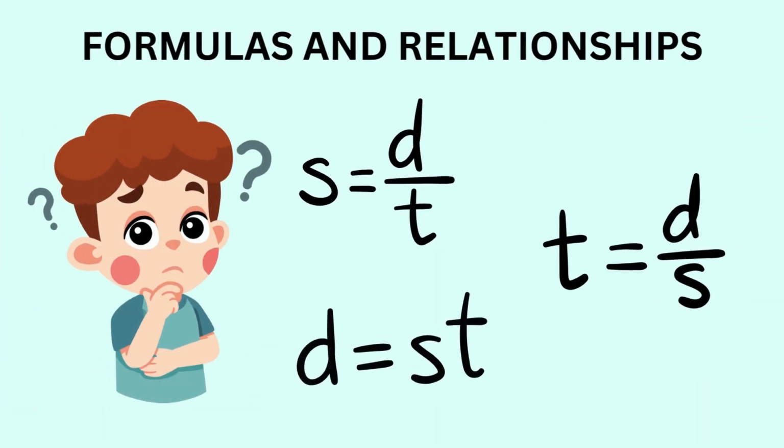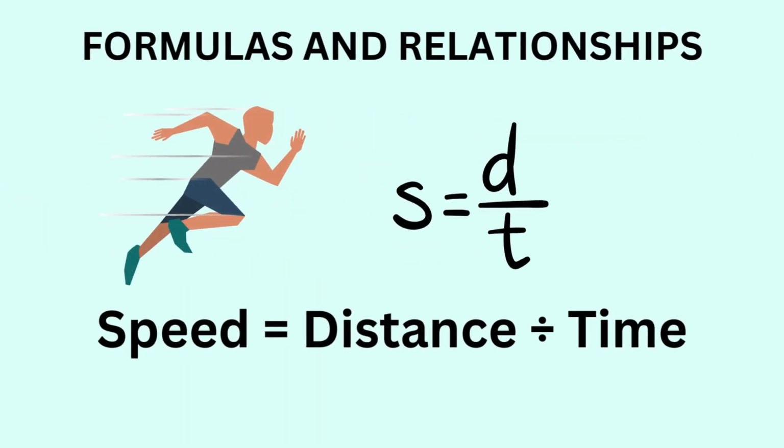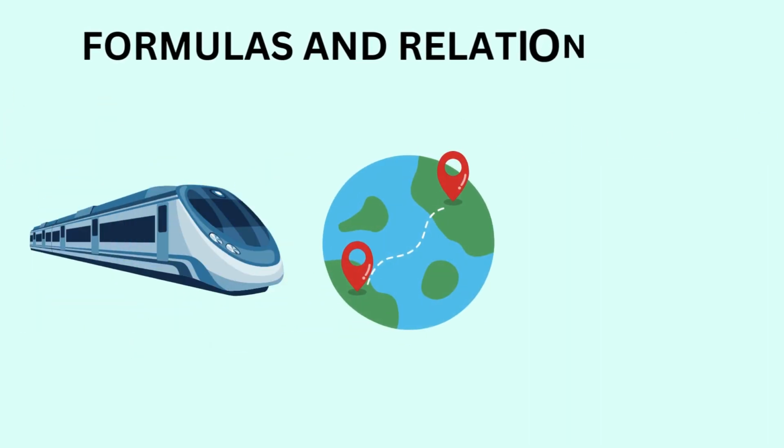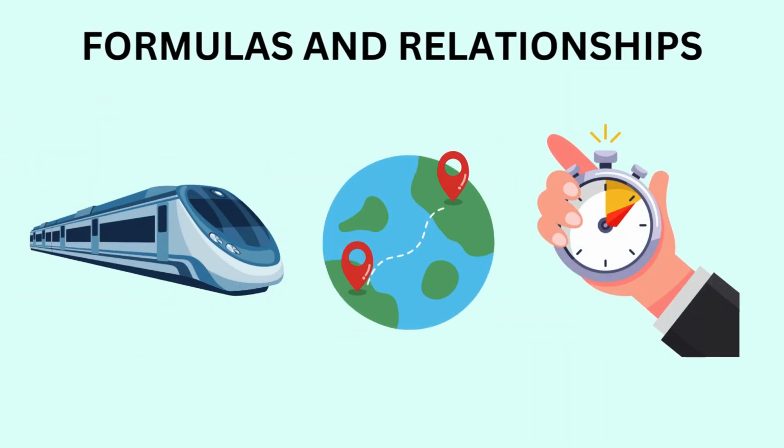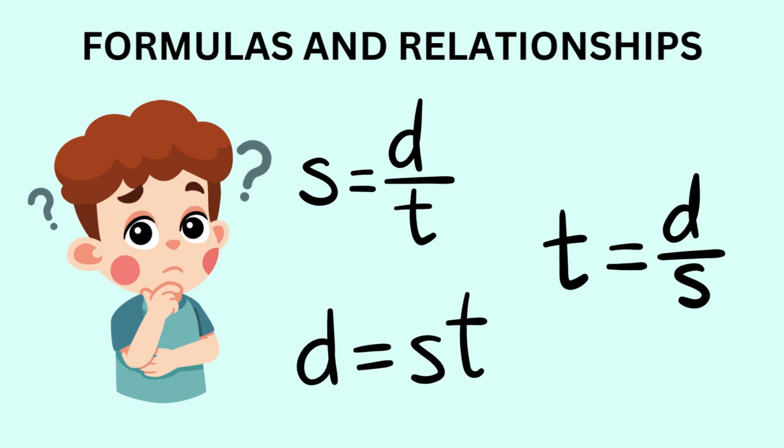Formulas and relationships. Now let's crack the code. The formula that ties these together is speed is equal to distance divided by time. Remember, speed tells us how quickly something moves, distance is the space covered, and time is the duration of the journey. As we know, speed is equal to distance divided by time. Similarly, distance is equal to speed multiplied by time, and time is equal to distance divided by speed.